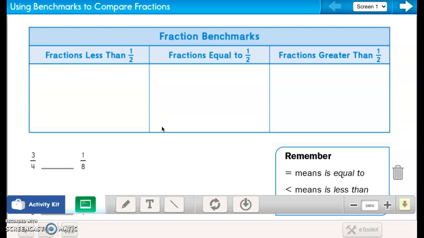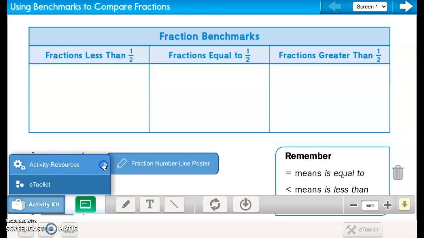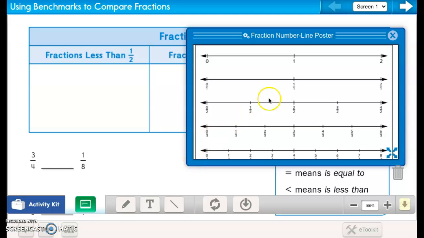Now today we're going to look at fractions on a number line. And if you are online, the nice thing is right here, if you're in school, your teacher will probably show you a big poster with a number line with fractions. But if you are at home, right here it says Activity Kit. If you click on that, there's an activity resource right here. And you click on that, and this fraction number line poster will appear. So I'm going to go ahead and do that. There it is. There's our poster.